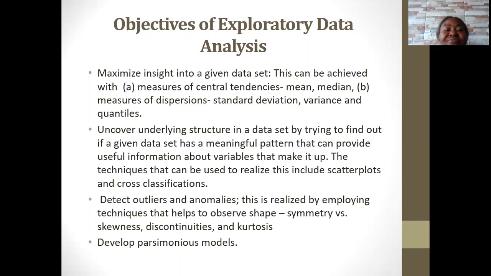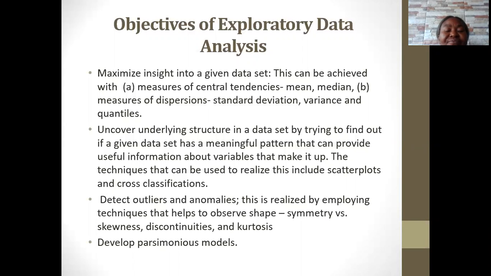This can be achieved with measures of central tendencies like mean, median, and even mode, and measures of dispersions like standard deviation, variance, and quantiles.